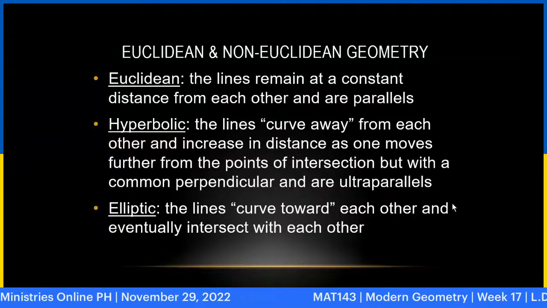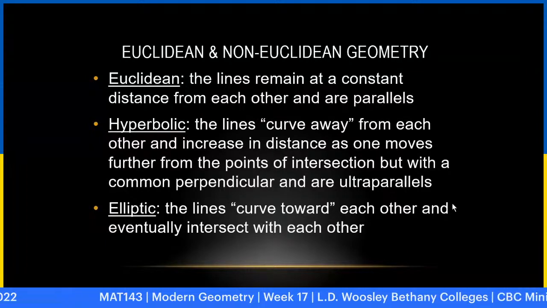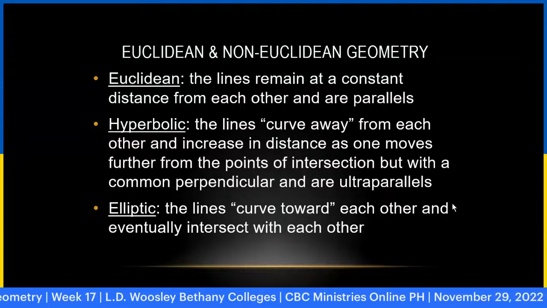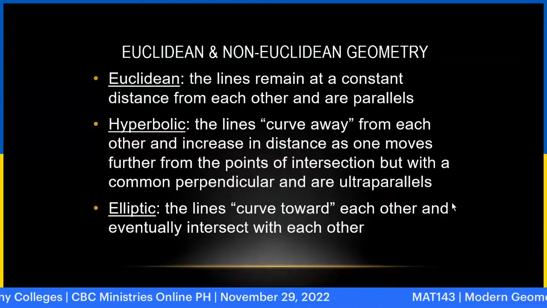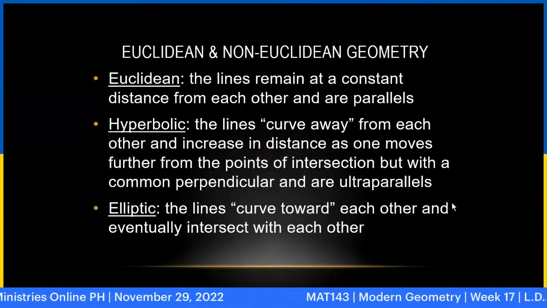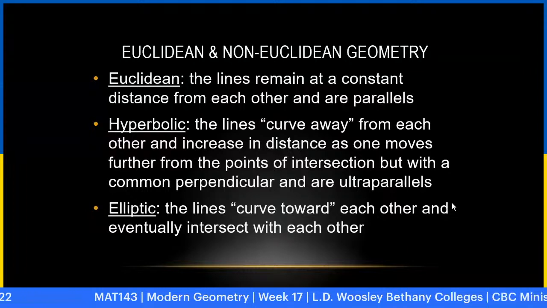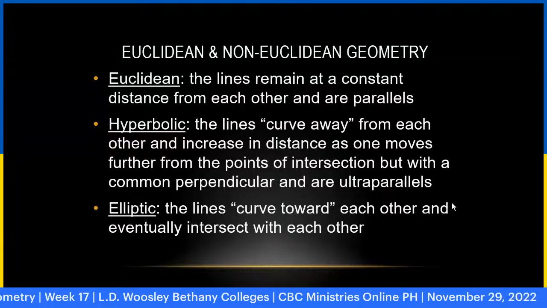Okay, another difference is that the lines remain at a constant distance from each other and are parallel. For hyperbolic, the lines are curved away. So that's when we are looking into a hyperbolic plane: the lines curve away from each other and increase in distance as one moves further from the points of intersection, but with a common perpendicular and ultra parallels.